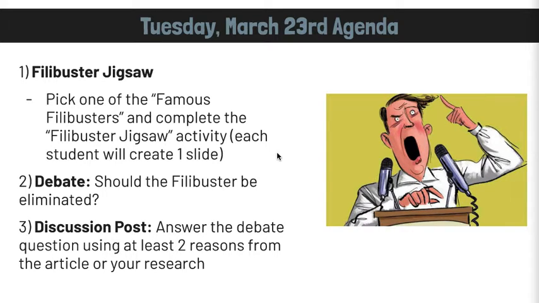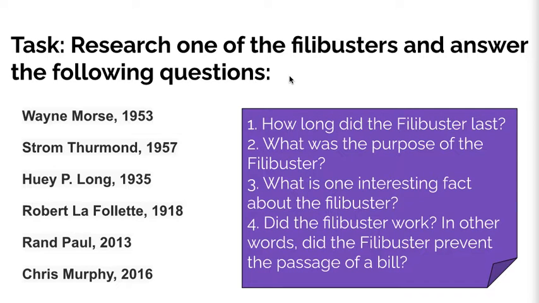So step 1 is the filibuster jigsaw. Thinking back to yesterday, we learned about one filibuster. I showed you the example from Ted Cruz. However, you're going to be learning about more today. These are the 6 different options you have to choose from. You can pick any of them. I don't care. You're going to research one of the filibusters using Google and answer some questions. How long did the filibuster last? What was the purpose? What is one interesting fact? And did it work?